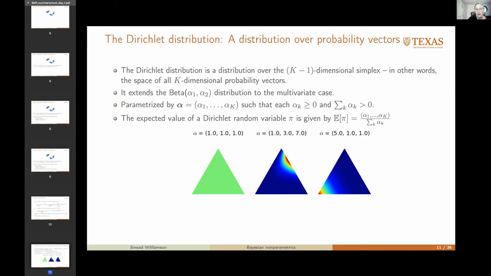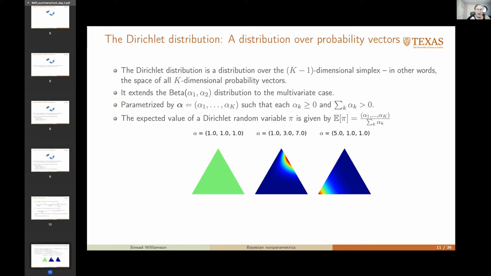It's a distribution technically over the k-1 dimensional simplex, which is just a fancy way of saying probability vectors of length k. Right? k-1 dimensional simplex, because once you know the first k-1 elements of a probability vector, you know the final element. And it basically is the same as the beta distribution, which you probably know is a distribution over probabilities, but it extends this to a multivariate case where instead of having a distribution over a binary probability, you have a distribution over a multivariate probability.